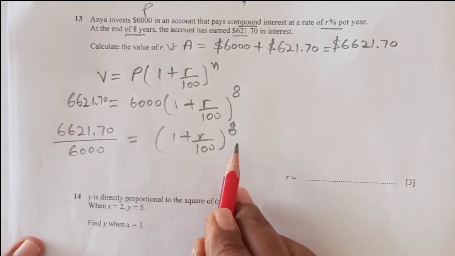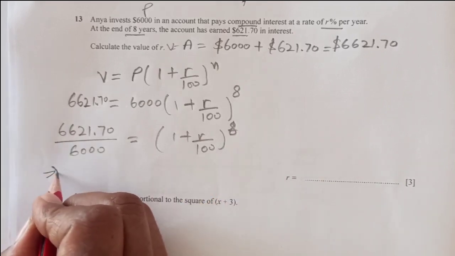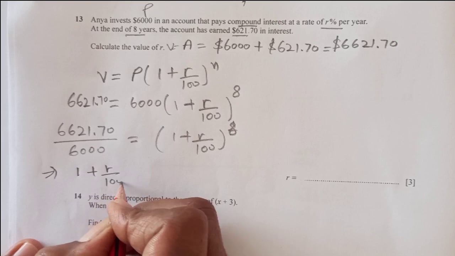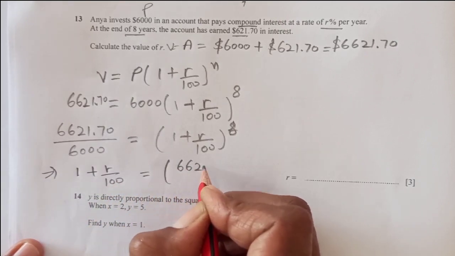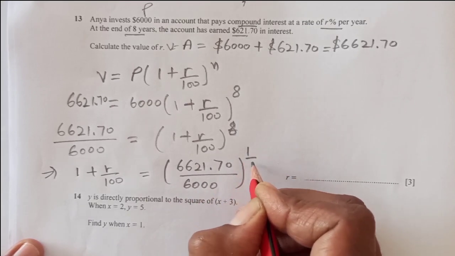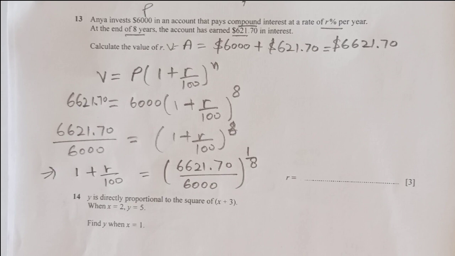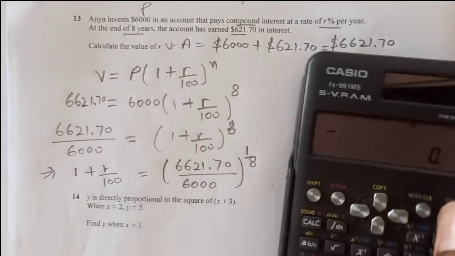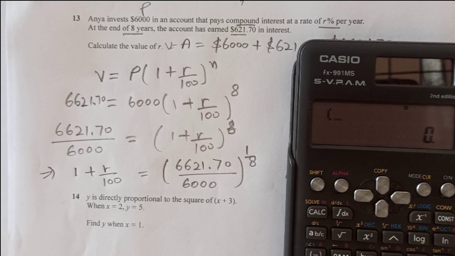So if we take the 1 over 8th root, that will become 1 plus R over 100, and this will be 6621.70 over 6,000 power 1 over 8, right? Then we will find out value of R. So let's calculate this one. We have 6,621.70 divided by 6,000 power in bracket 1 divided by 8, right?